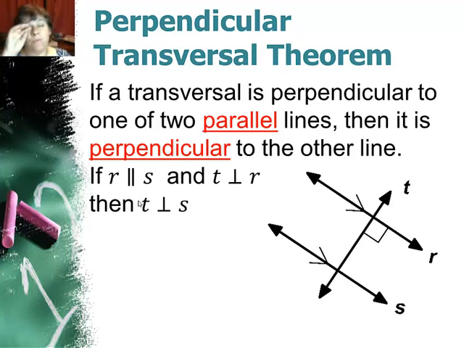Now we also have one extra theorem. It's actually in the next section, 3-4, which we partially covered already. And it says if a transversal is perpendicular to one of two parallel lines, then it is perpendicular to the other line. So if R is parallel to S and T is perpendicular to R, then that tells you that T is perpendicular to S.